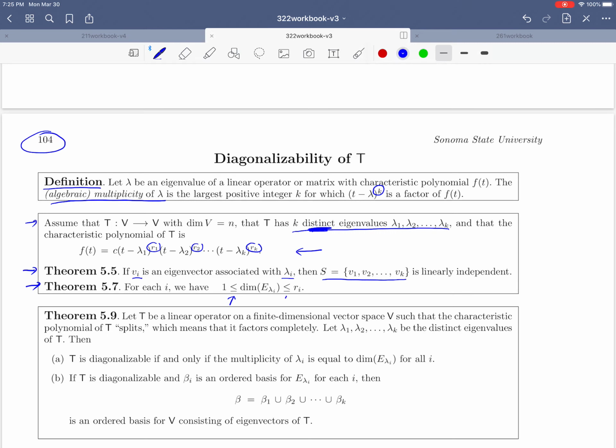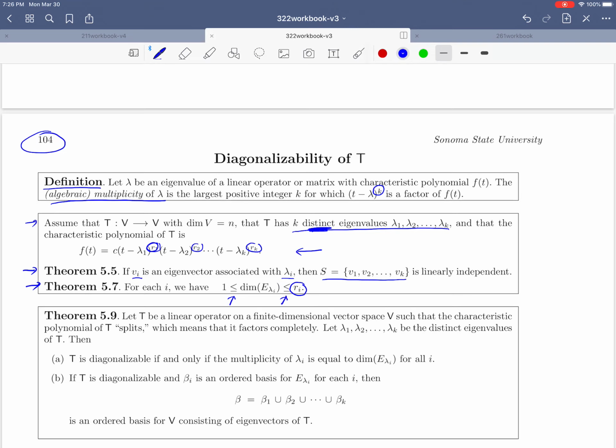What about the other inequality? Remember what this number ri represented. It was the multiplicity of our eigenvalue. So it's basically saying that we can never get more eigenvectors than the multiplicity of whatever our eigenvalue is. So the multiplicity is an upper bound, if you like, on the number of linearly independent eigenvectors that we can get.